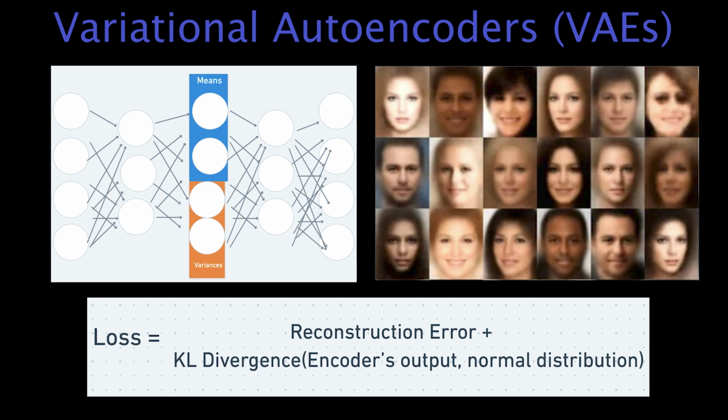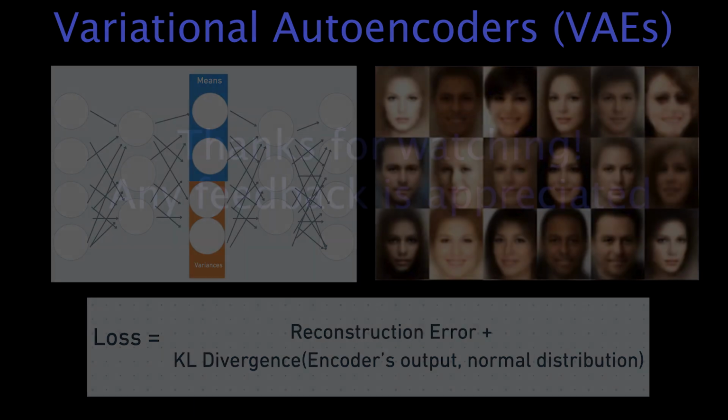In the next and final video of this series, I'll be covering GANs, which are generative models that don't suffer from loss of detail in the same way VAEs fundamentally do.